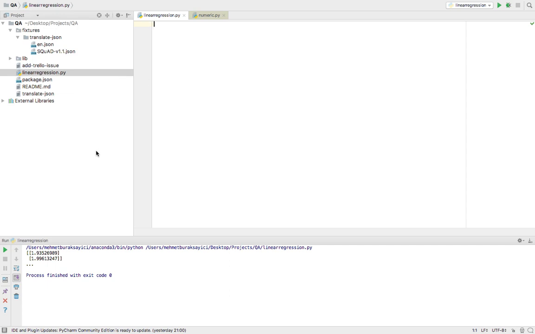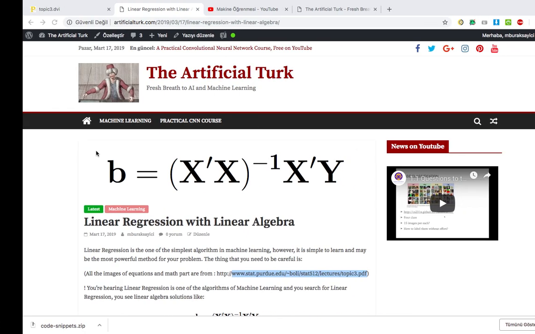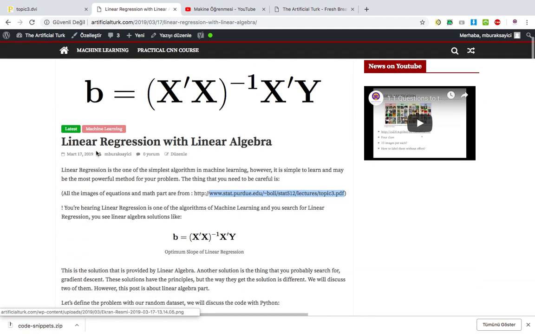We will be doing this by Python and also the libraries NumPy and Matplotlib for graphing. And let's begin. Well, linear regression is a very simple idea, and it's a simple machine learning model.